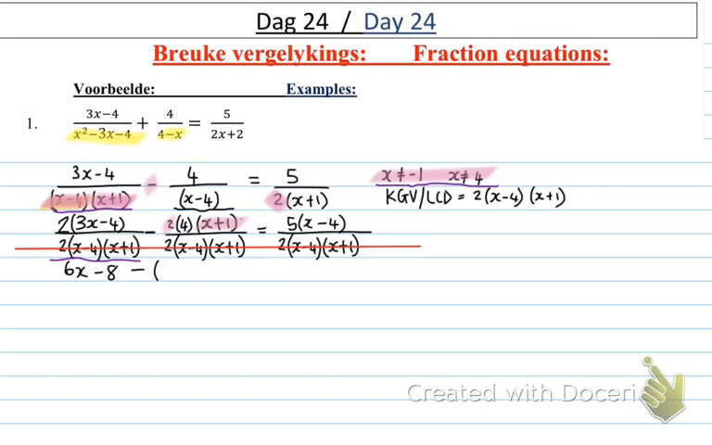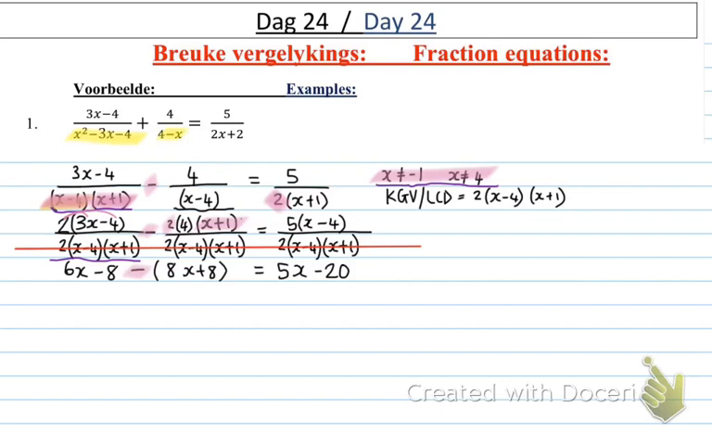So what do I need to do then? I need to multiply in. 2 times 3x is 6x, 2 times negative 4 is negative 8. Then I have a negative 2 times 4 is 8. So negative 8 times x minus 1, I multiply it in. So it's negative 8x plus 8 is equal to 5x minus 20.